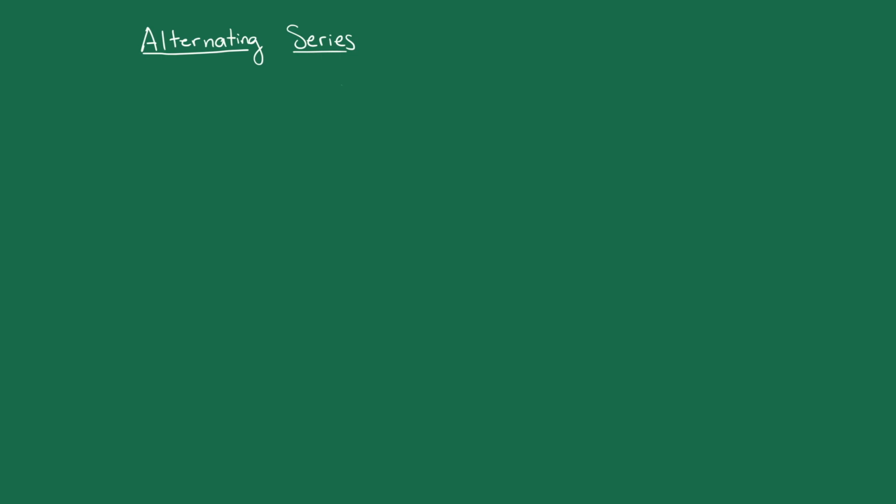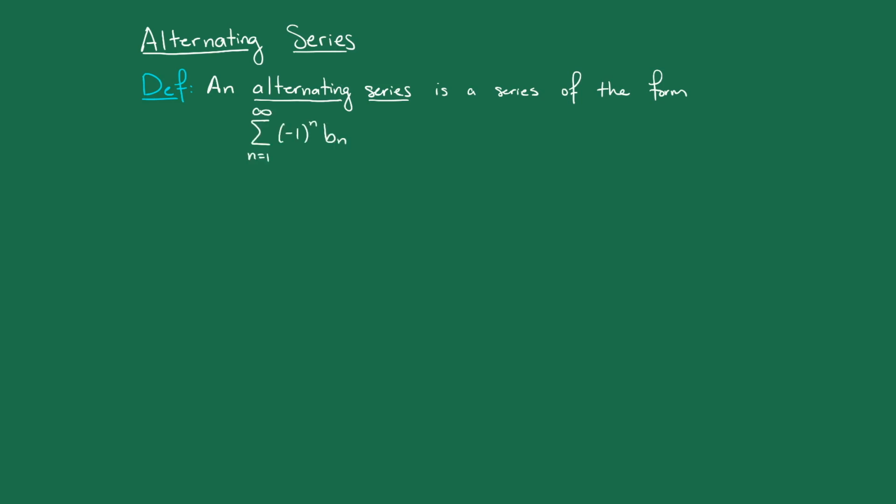So first, let's define what we actually mean by alternating series. An alternating series is a series of the form sum of (-1)^n b_n, or sum of (-1)^(n+1) b_n, where the b_n are positive numbers.